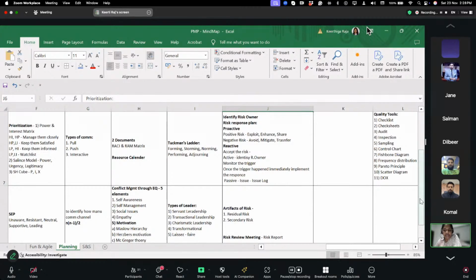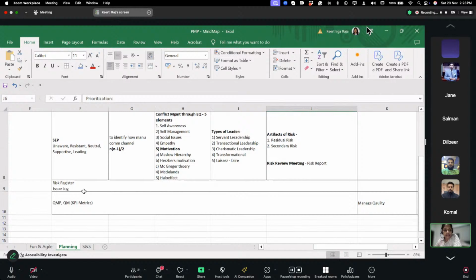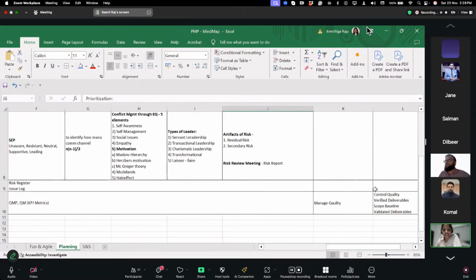Here we'll be delivering the risk report. This is in the planning. All the rest of the things, the stakeholder communication team, we'll be having the risk register and the issue log. All this will be there, and that's all in risk.